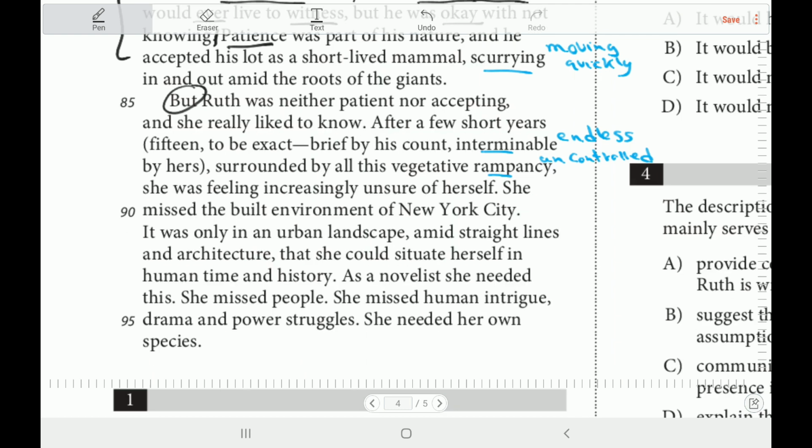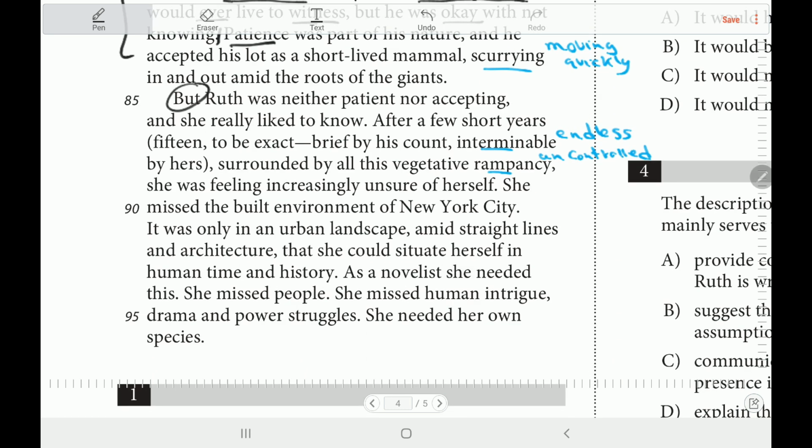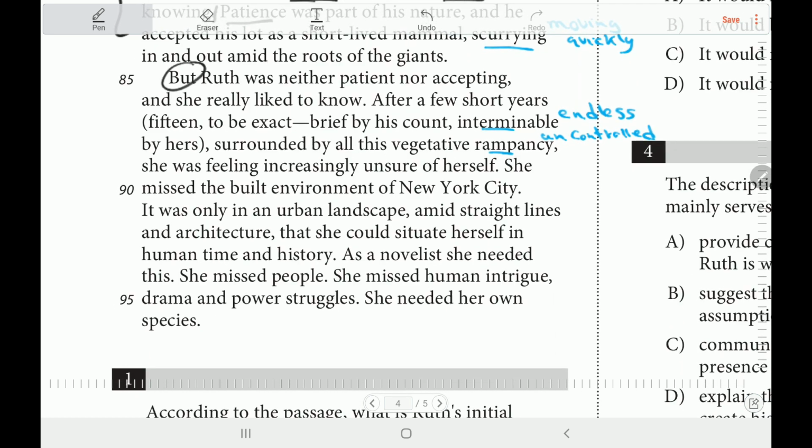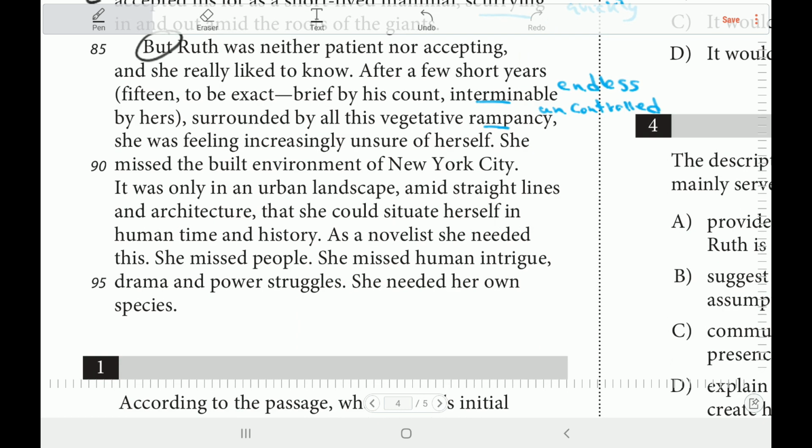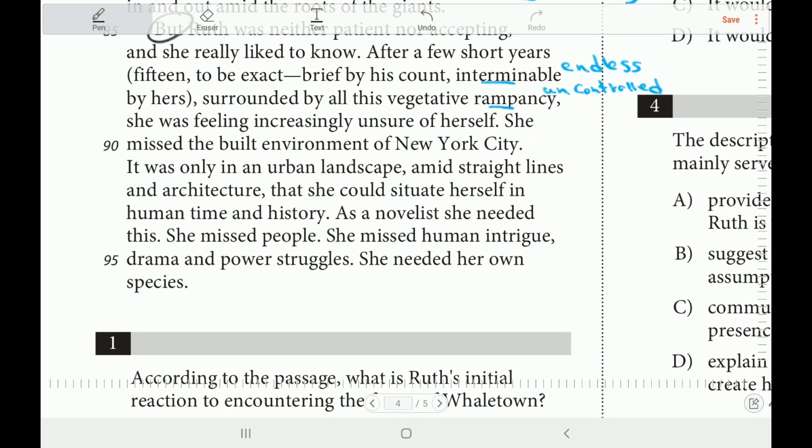After a few short years, surrounded by all this vegetative rampancy, she was feeling increasingly unsure of herself. Okay, she's uncomfortable. She missed the built environment of New York City. It was only in an urban landscape, amid straight lines and architecture, that she could situate herself in human time and history. As a novelist, she needed this. She missed people. She missed human intrigue, drama, power struggles. She needed her own species.